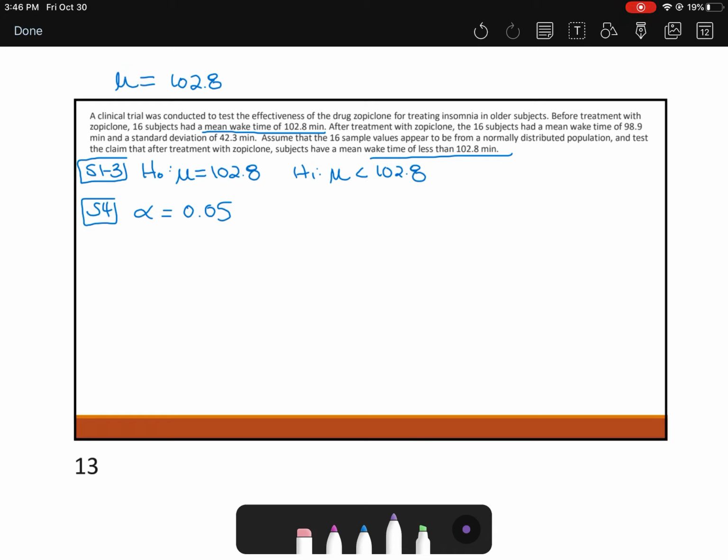Step 5, okay, well, looking here, I don't see a sample standard or a population standard deviation, so that means we're going to be using our t-statistic. Okay, so let's get that information out there. Okay, so I'm noticing that our participants are 16. When we ran it, they had a mean wake time of 98.9, so x bar is equal to 98.9, and my sample standard deviation was 42.3.